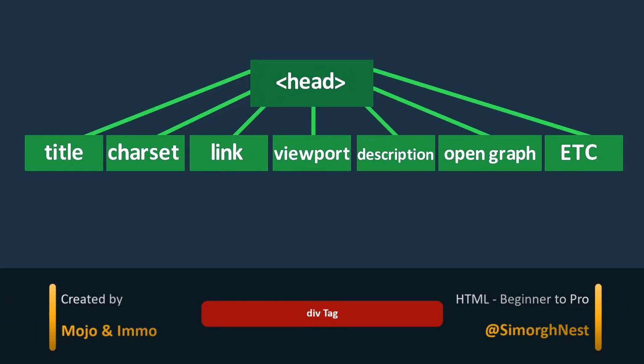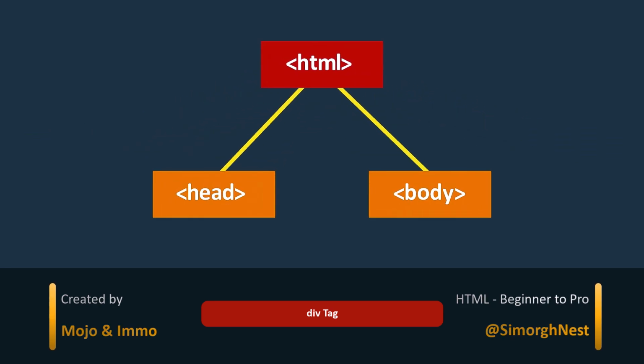In our HTML tutorial, we've talked about important links and meta tags that go inside the head element. Remember, these tags provide information about our page but don't show up in the browser. Now, when we want to display content on the page, we need to put it inside the body element.